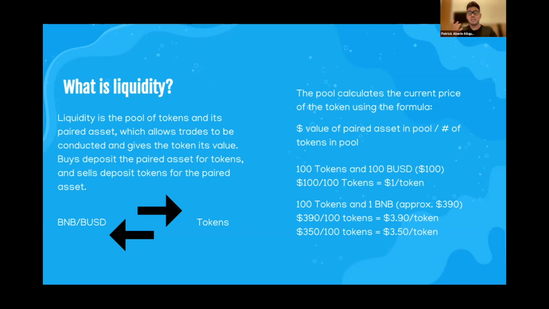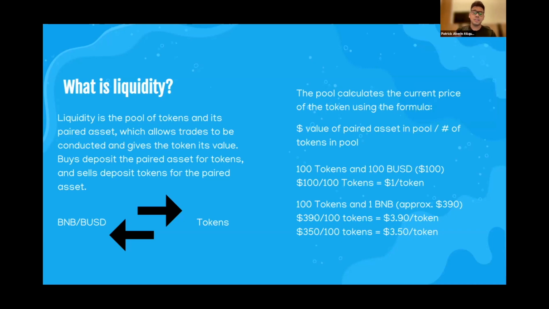So buys deposit the paired asset for tokens and sells deposit tokens for the paired asset. So let's say you were buying a token, you would be depositing your BNB into the pool, in which case you would receive tokens. And on the flip side, if you were to sell tokens, you would deposit your tokens into the liquidity pool and you would receive BNB or whatever other asset you're selling into. The pool calculates the current price of the token using the following formula: the dollar value of the paired asset in the pool divided by the number of tokens in the pool.